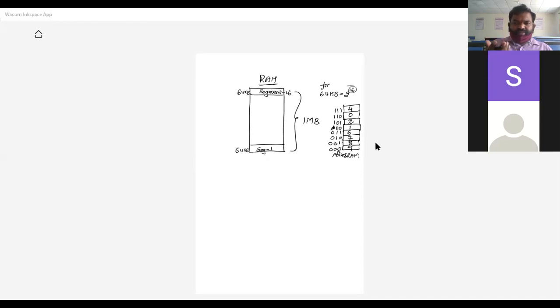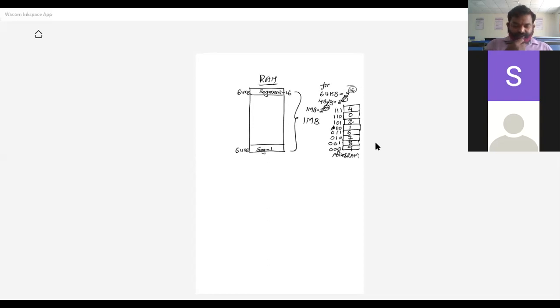The same thing, the address bus size changes here. For example, only 4 bytes of RAM. You take one small example, 4 bytes. 4 bytes means 2 power 2, so only 2 address bits are enough. For example, we have 1 MB. 1 MB is nothing but 2 power 20. So 20 address lines are required.